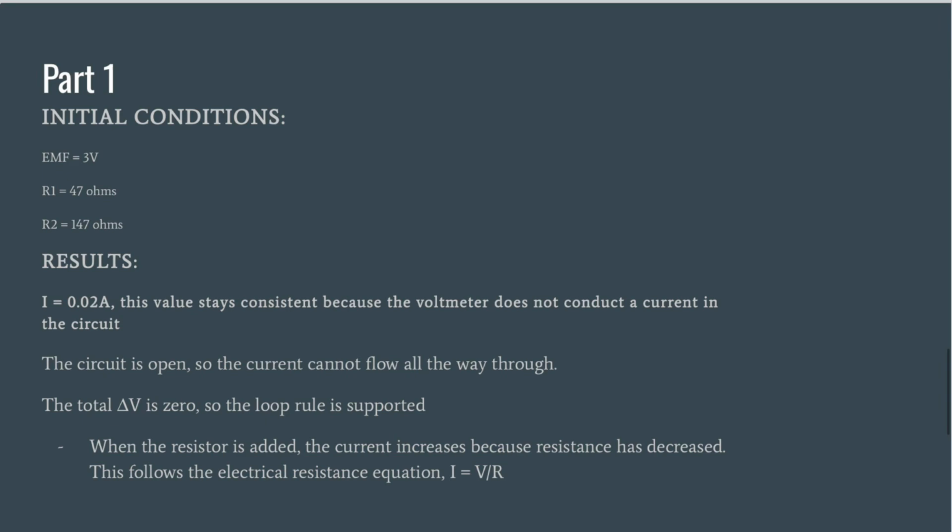And when the resistor is added, the current increases because resistance has decreased. And going back to the electrical resistance equation, which is I equals V divided by R, this relationship makes sense.